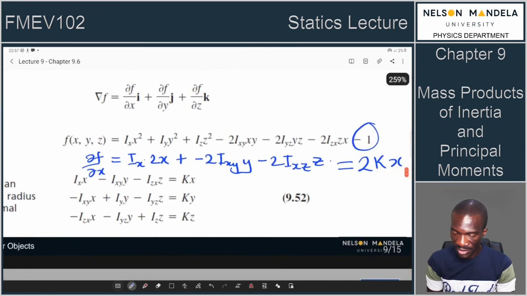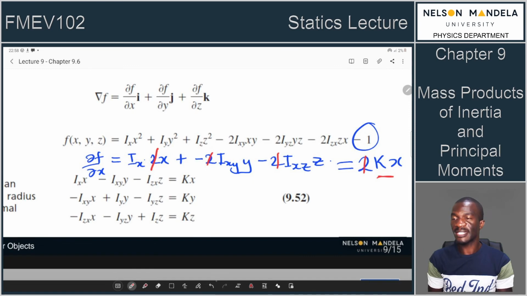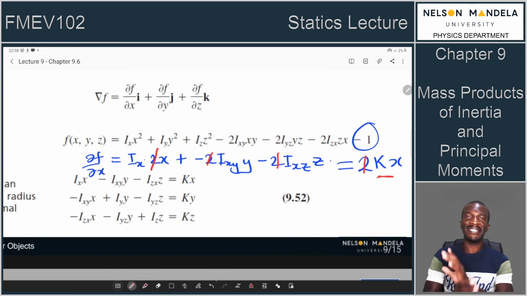For that reason, you should be able to see that our 2's will vanish. So that 2 goes, 2 goes, 2 goes. We now have our i x multiplied by x as the first term, our i xy multiplied by y as the second term, and it's negative. Our i xz multiplied by the z term, and that's that, so that we get kx on the right hand side. So the system of equations 9.52 is the deal, right?